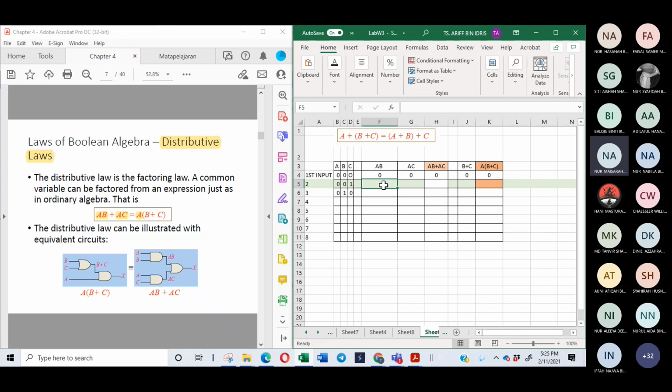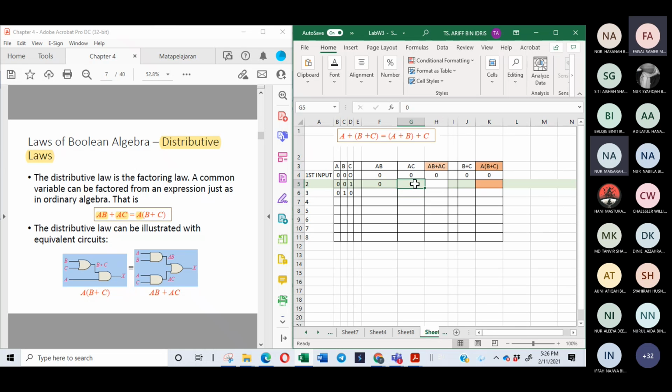Let's try the second one. What is AB, class? We go a little bit faster. What is AB for the second input combination? 0. What is AC? 0. A or C? What is the result? A and C, 1, sorry. 0. My mistake, A and C. It is not A or C, Faisal?